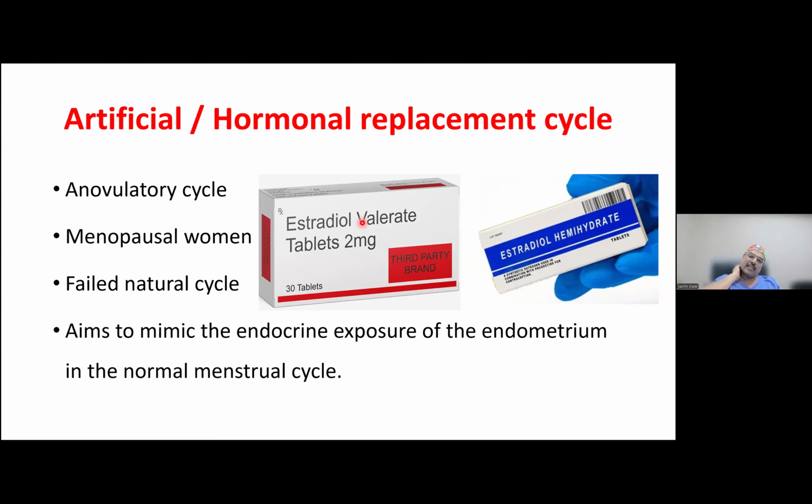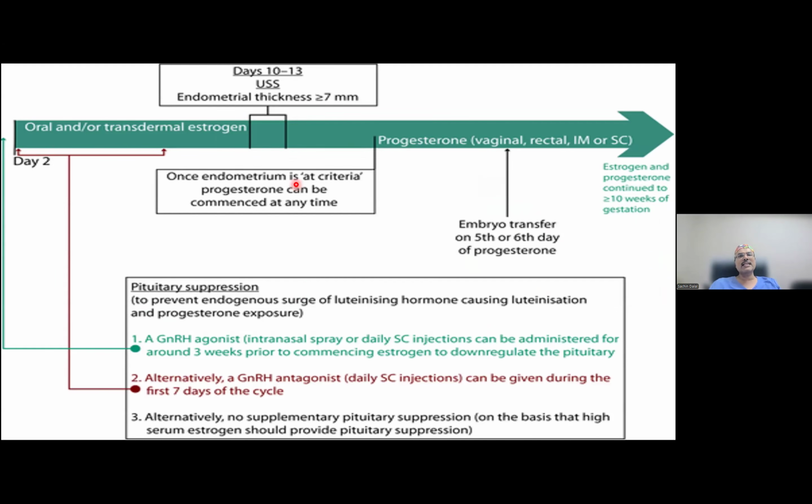better liver safety profile compared to estradiol valerate. So when our patient is going to be taking estrogen for almost 2 to 3 months, why not give her a documented safer molecule rather than another molecule? So you would do this in anovulatory cycles, menopausal women, a failed natural cycle, and the aim is to mimic the endocrine exposure of the endometrium in the normal menstrual cycle. And this is how we all would be doing it.